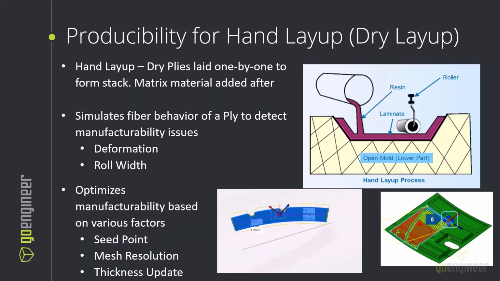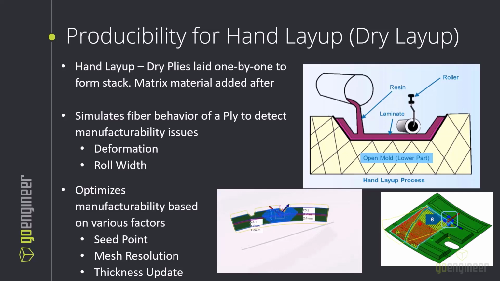So the hand layup process, also known as dry layup, is the process where we're taking dry reinforcement layers, or our fibers, and laying down each ply one by one, and then as a secondary operation, applying our resin or our matrix phase. And what the producibility for hand layup does is that it will simulate this process and check for fiber deformation along this process, as well as checking to ensure that our roll width can cover our entire flat pattern. So we can choose various factors to optimize this as well as tweak it.